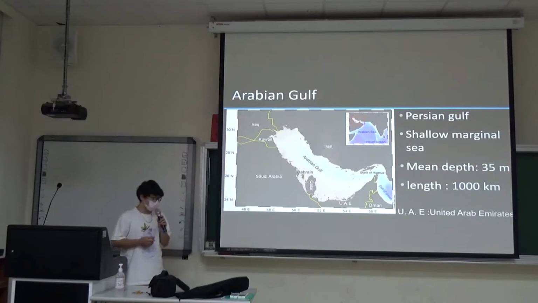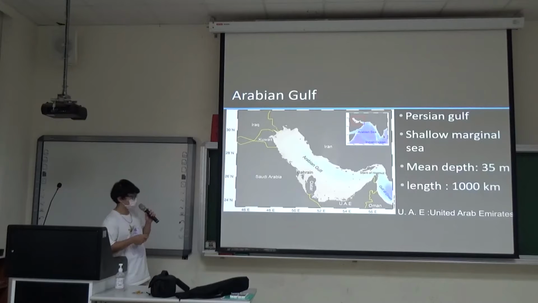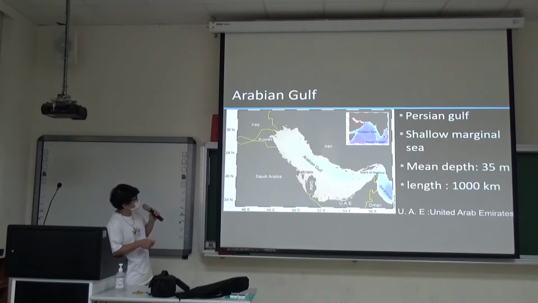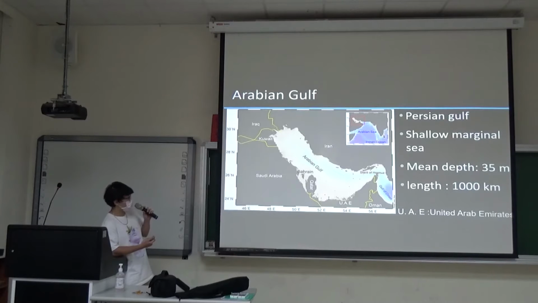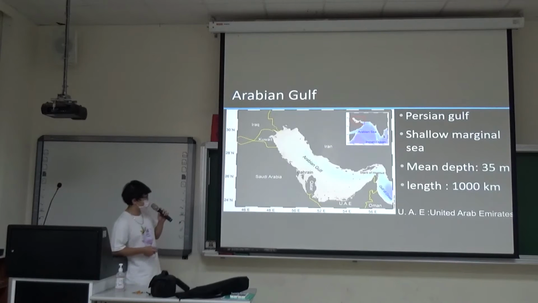Next, I want to show you where the Arabian Gulf is and some background knowledge. You can see the longitude and latitude, and this is the Arabian Gulf. It's also called the Persian Gulf. It's a shallow marginal sea. Its mean depth is about 35 meters, and the length is about 1,000 kilometers. And the sites are from Kuwait, Saudi Arabia, and United Arab Emirates. This side is shallow, and this side near Iran is deep.